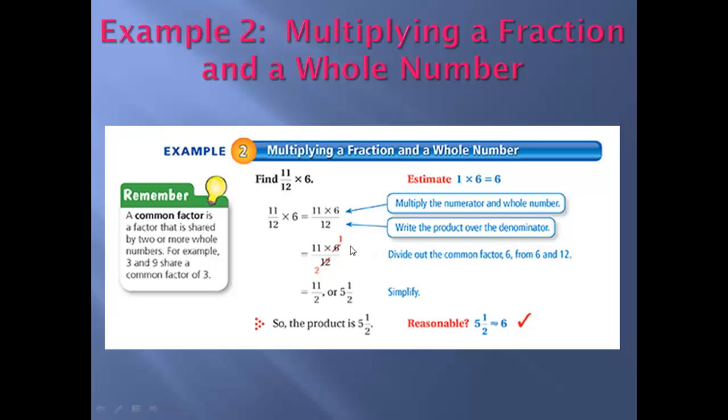We can then simplify because 6 and 12 have a common factor, which is 6. 6 divided by 6 is 1, and 12 divided by 6 is 2. Now we can multiply. 11 times 1 is 11, and we put that over 2. And then we want to simplify. 11/2 would simplify to 5 1/2. We can then check and see if this is reasonable, and 5 1/2 is approximately 6, so yes, it is reasonable.